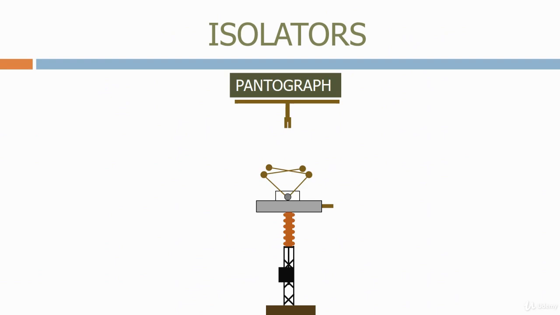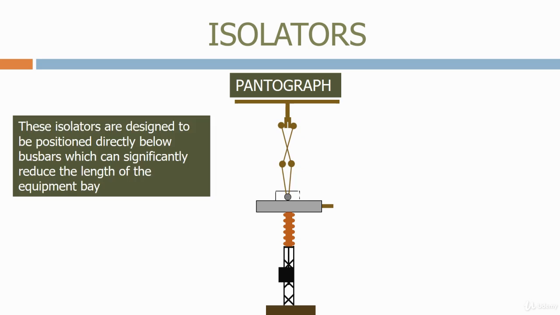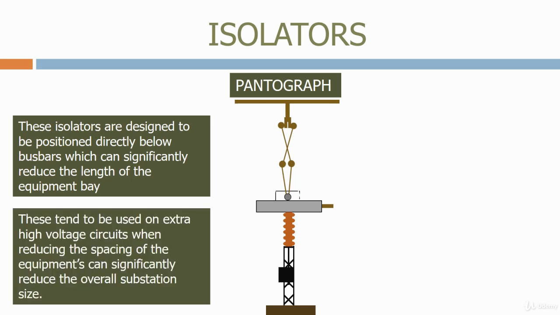The final type is the pantograph isolator. Let's operate the isolator to see how it works. These isolators are designed to be positioned directly below bus bars, which can significantly reduce the length of the equipment bay. These tend to be used on extra high voltage circuits, when reducing the spacing of the equipment can significantly reduce the overall substation size.